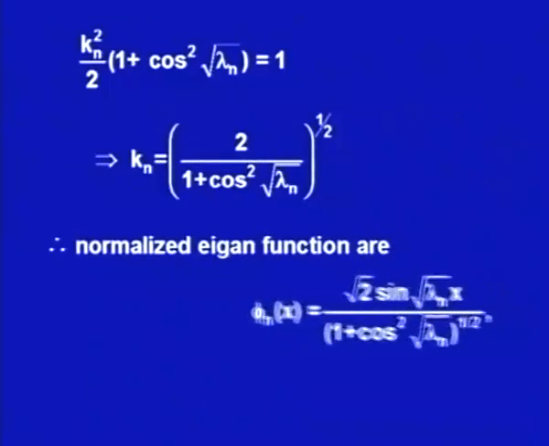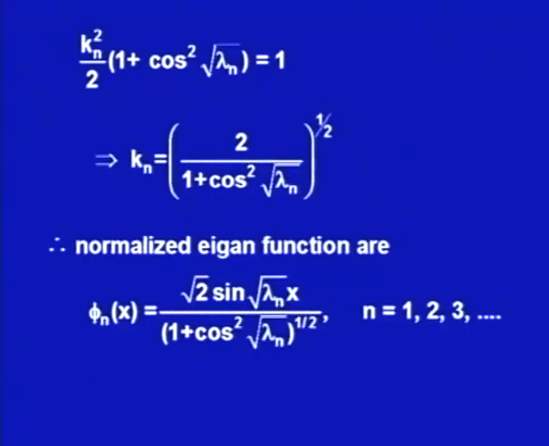So, what would be our normalized eigenfunction? The normalized eigenfunctions are φn(x) = √2 sin(√λn x) upon √(1 + cos²√λn), for n = 1 to ∞. They form an orthonormal set, because we had already shown that these problems are Sturm-Liouville problems satisfying the condition that a1, a2 and b1, b2 are not 0. So, they have real eigenvalues and the eigenfunctions are orthogonal, and here we are choosing the multiplicative constants such that we get the norm as 1.